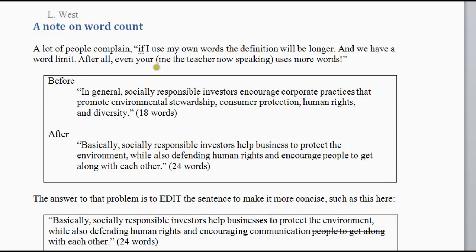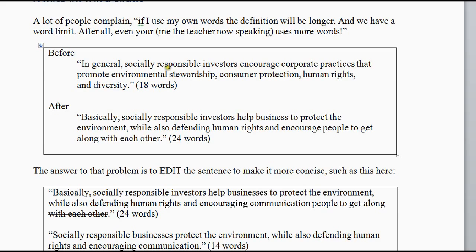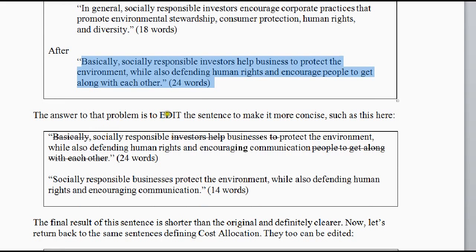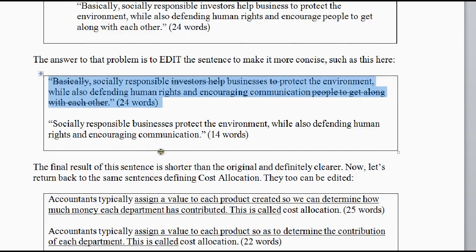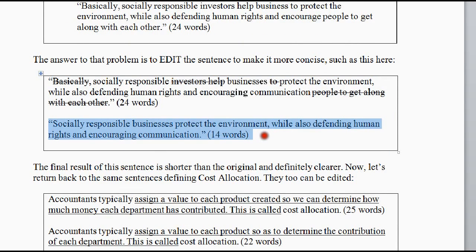After all, even me, the teacher, I use more words. And you can see this here. Before it was 18 words, and I changed it, and it became longer, 24 words. Well, the answer to the problem is to edit. Okay, I can take out these words, which I've highlighted, 24 words, and my result now here is actually 14 words. The final result of the sentence is shorter and clearer.